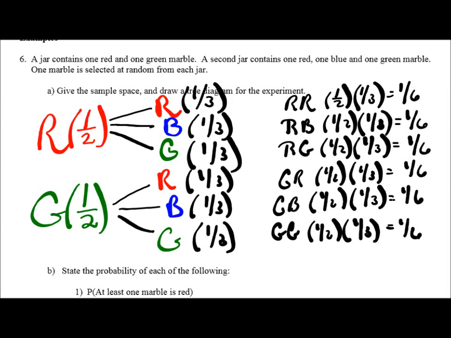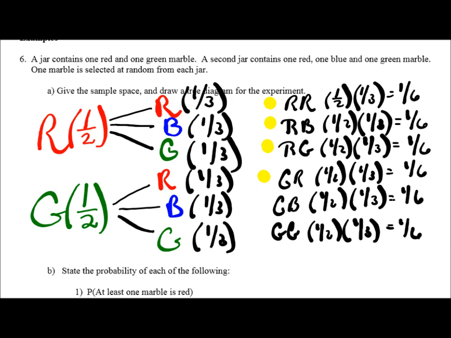The first one in part B says, what is the probability that at least one marble is red? Well, let's see. At least one is red. Let's see where that happens. It looks like it happens there. There's two reds. Happens there. There's a red. Happens there. There's a red. Happens there. There's a red.